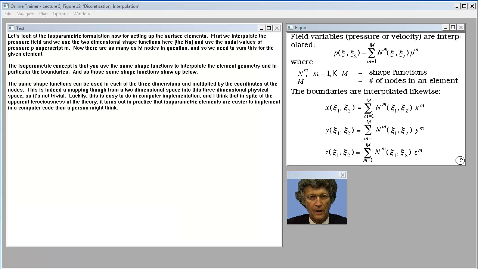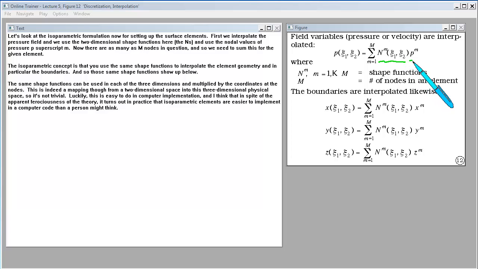Let's look at the isoparametric formulation now for setting up these surface elements. First, we interpolate the pressure field, and we use the two-dimensional shape functions here, the N's, and use the nodal values of pressure P superscript m. Now there are as many as capital M nodes in question, and so we need to sum this for the given element.